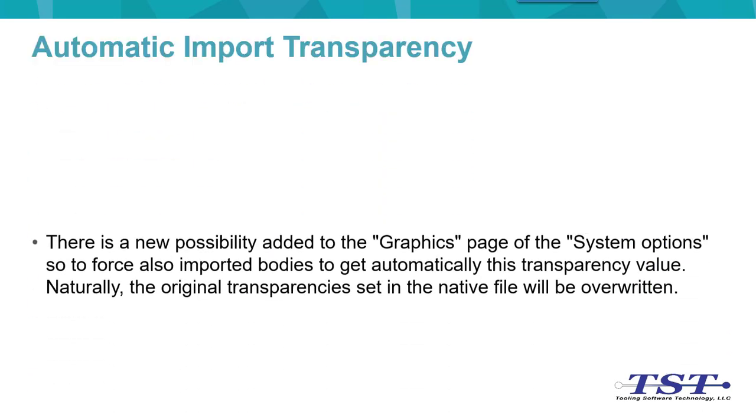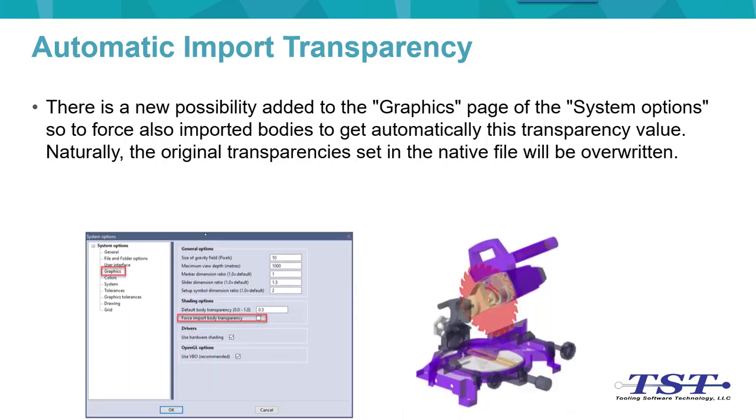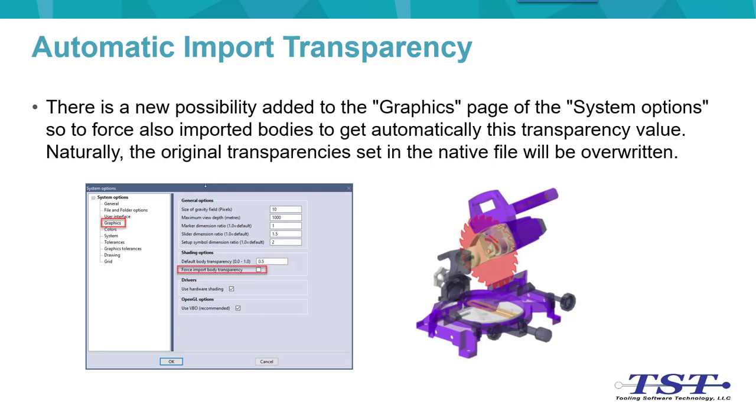So we have automatic import transparency. There is a new option in the graphics tab under system options that makes it possible for you to import bodies and get an automatic transparency value. As you can see, when we select this option, it will choose the transparency based on the file. So not everything has to be 50%. You can set it to whatever you want.